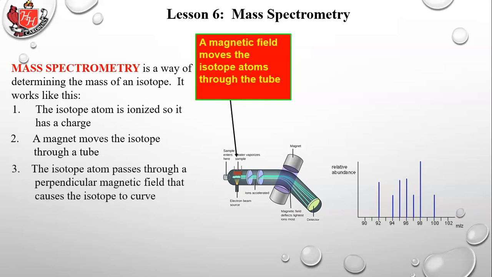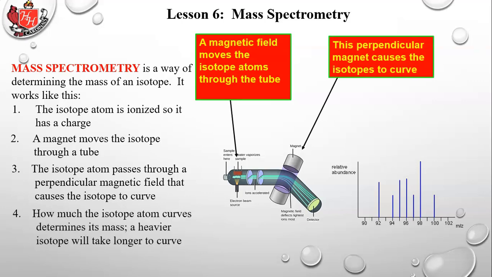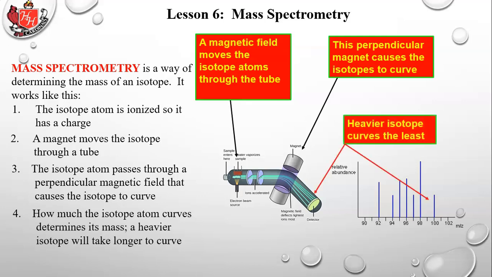And then 3, the isotope atom passes through a perpendicular magnetic field. So this perpendicular magnet causes the isotopes to curve. And how much the isotope atom curves determines its mass. A heavier isotope will take longer to curve. So heavier isotopes curve the least. So the heavier isotopes would be the ones, if you see that tube there, toward the top of the tube. And you can see the line where they graph it over there.